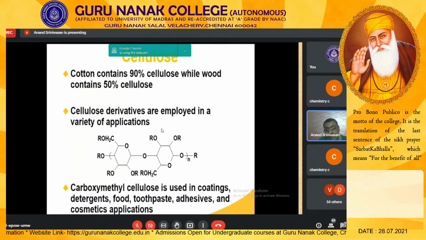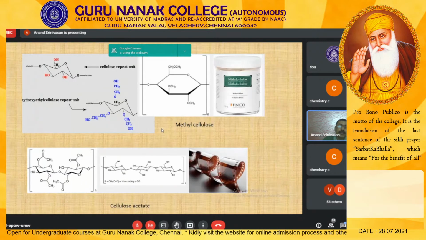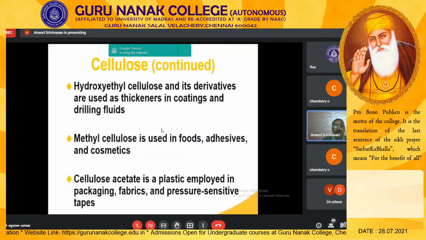Besides that, you can find the application of this material in coatings, detergents, food, toothpaste, adhesives, and cosmetic application as well. And these are some of the examples of your cellulosic material. And you can see the cellulose acetate, which is made in the form of film. Okay, that is why they call it celluloid. As far as film is concerned, it is called celluloid. And hydroxyethyl cellulose, its derivatives are used as thickeners. There are cases where you have to improve the thixotropy, in which they are acting as a thickening agent. So in that case you need to know the viscoelastic properties of this material.